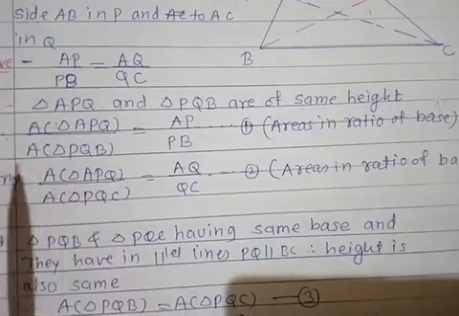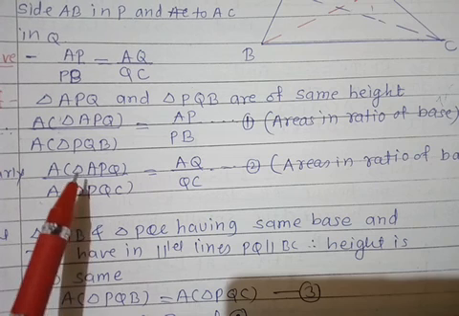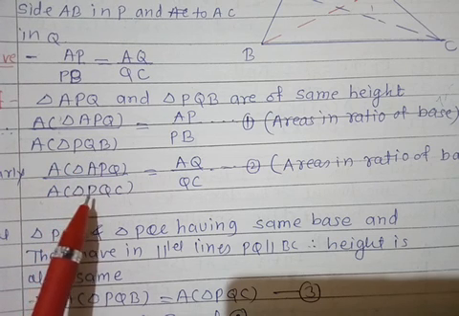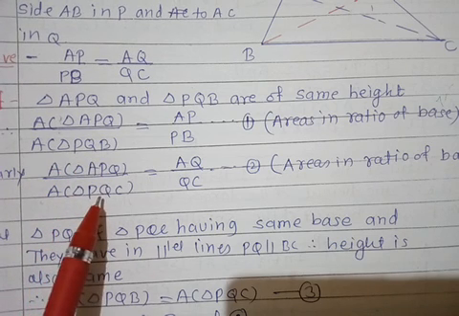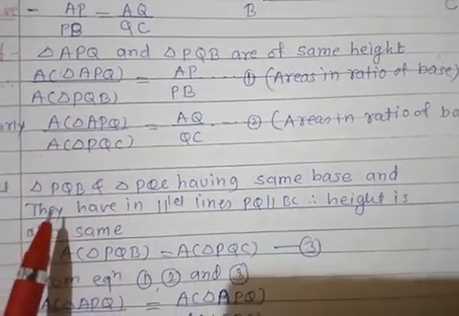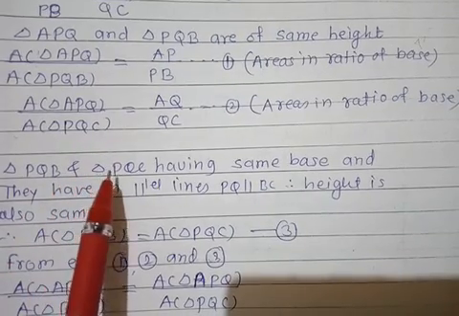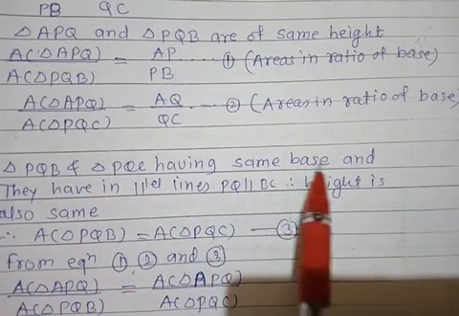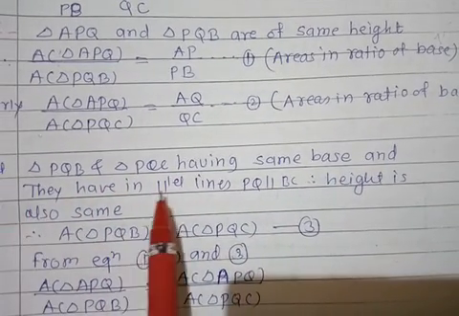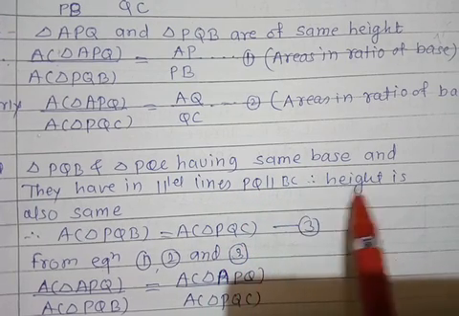Therefore, look here, APQ is the same, but PQB and PQC are triangles between the parallel lines, so they must be equal. Here I have written: triangle PQB and triangle PQC have the same base, and they lie between parallel lines, PQ parallel to BC. Therefore, height is also the same.